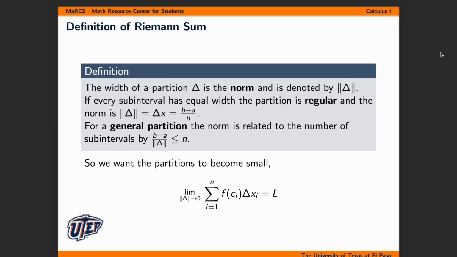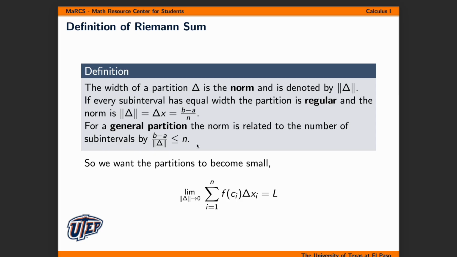The width of a partition delta is the norm, and it is denoted by these symbols right here. It looks like the absolute value, but we have two lines. So the norm is this symbol right here, and that is the width of the partition delta. If every subinterval has equal width, the partition is regular, and the norm is equal to delta x, which is equal to b minus a divided by n. For a general partition, the norm is related to the number of subintervals by b minus a divided by our norm being less than or equal to n.